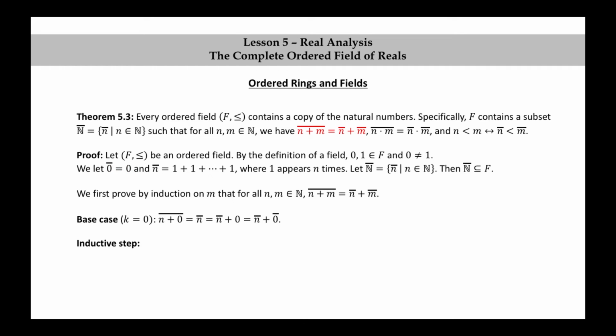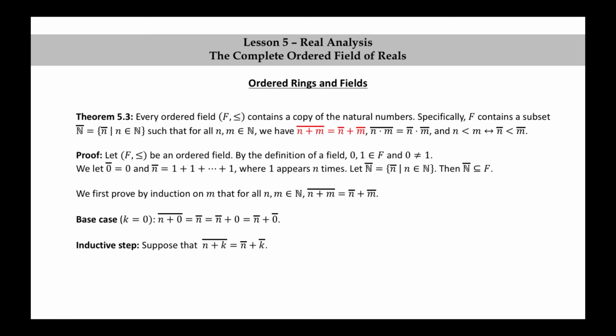Now the inductive step. Suppose that n plus k bar is equal to n bar plus k bar. So we want to show the same statement with k replaced by k plus 1. So we have n plus k plus 1 bar, and here we use associativity of addition in the natural numbers to rewrite that as n plus k plus 1 bar. And by definition of bar, we could write that as n plus k bar plus 1. And that's equal to n bar plus k bar plus 1.